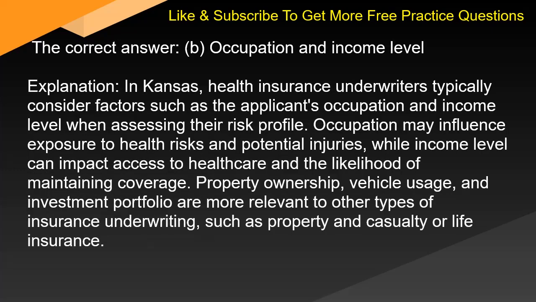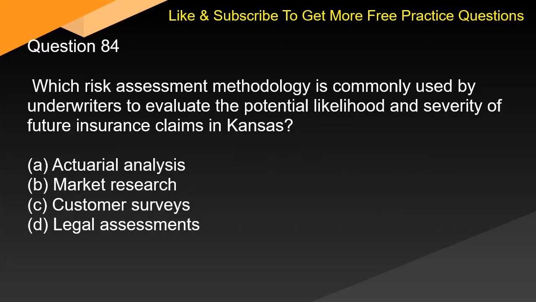The correct answer, B. Occupation and income level. Explanation. In Kansas, health insurance underwriters typically consider factors such as the applicant's occupation and income level when assessing their risk profile. Occupation may influence exposure to health risks and potential injuries, while income level can impact access to healthcare and the likelihood of maintaining coverage. Property ownership, vehicle usage, and investment portfolio are more relevant to other types of insurance underwriting, such as property and casualty or life insurance.